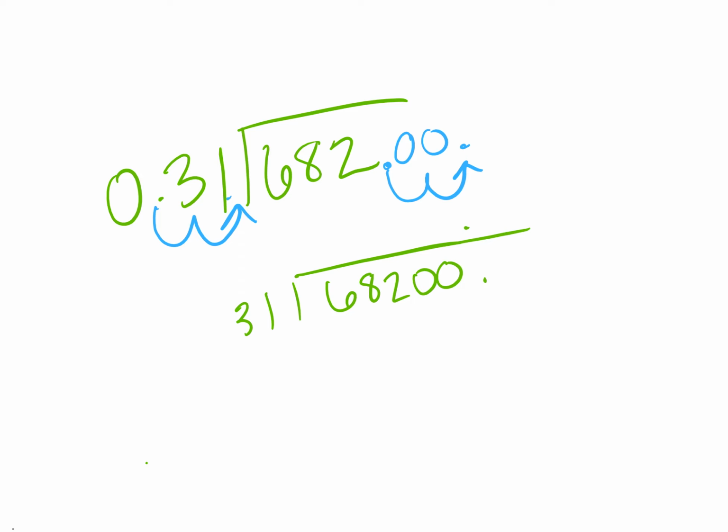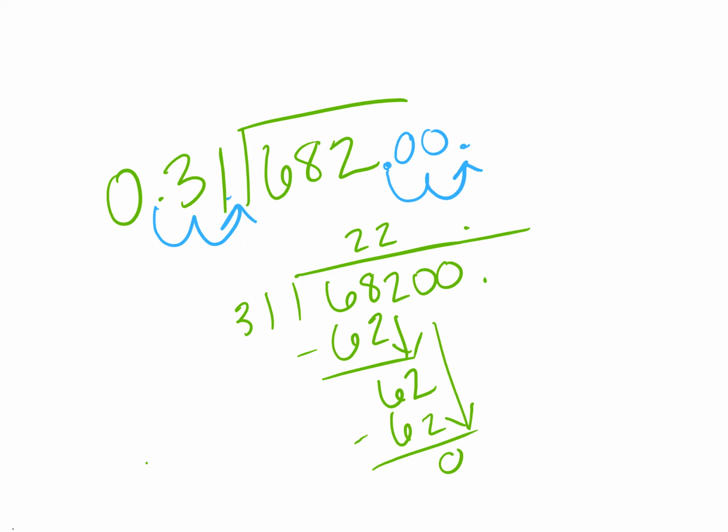31 goes into 68 2 times. 2 times 31 is 62. So we can subtract. Same thing, 31 goes into 62 twice. And that would be 62.